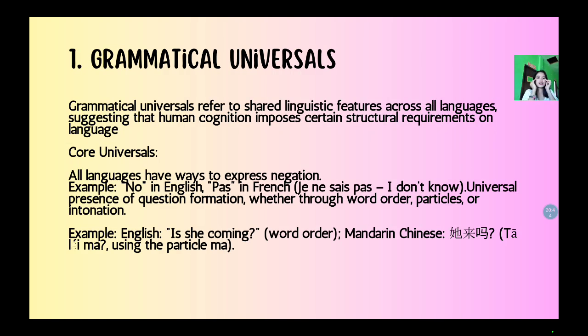So first is the grammatical universal. Grammatical universals refer to shared linguistic features across all languages, suggesting that human cognition imposes certain structural requirements on language. So the core universal: all languages have ways to express negation. Example, no in English, pas in French, je ne sais pas, I don't know.